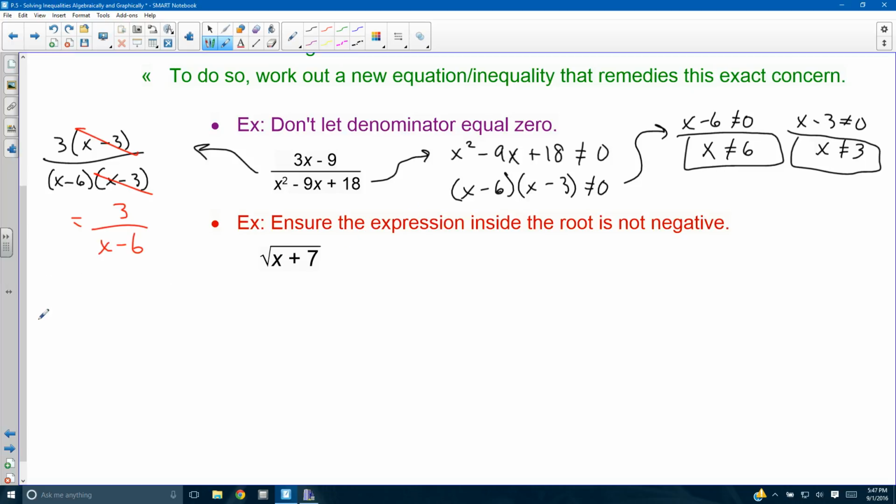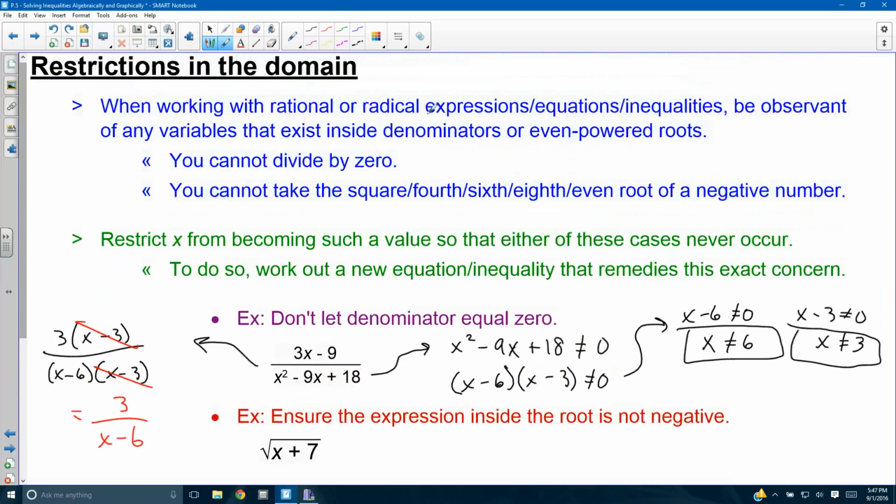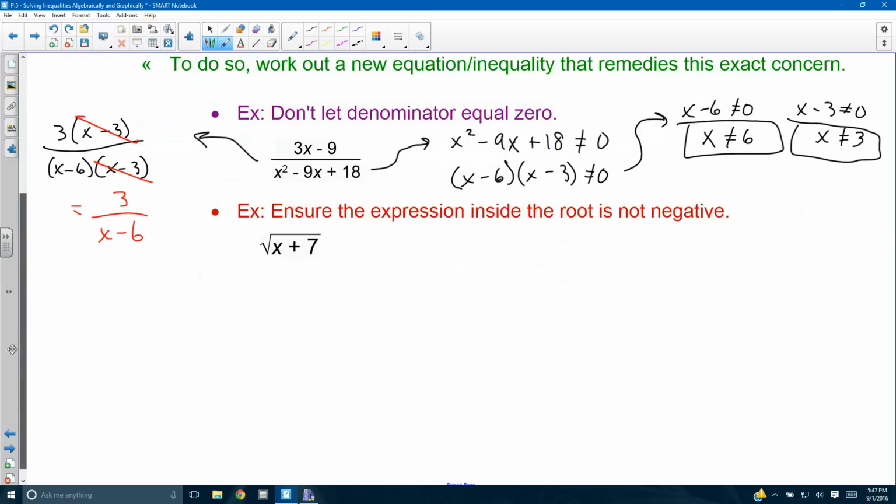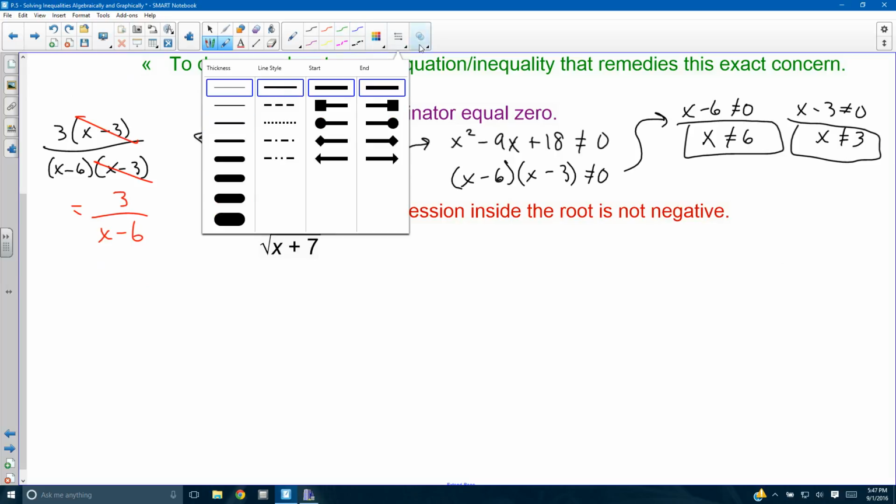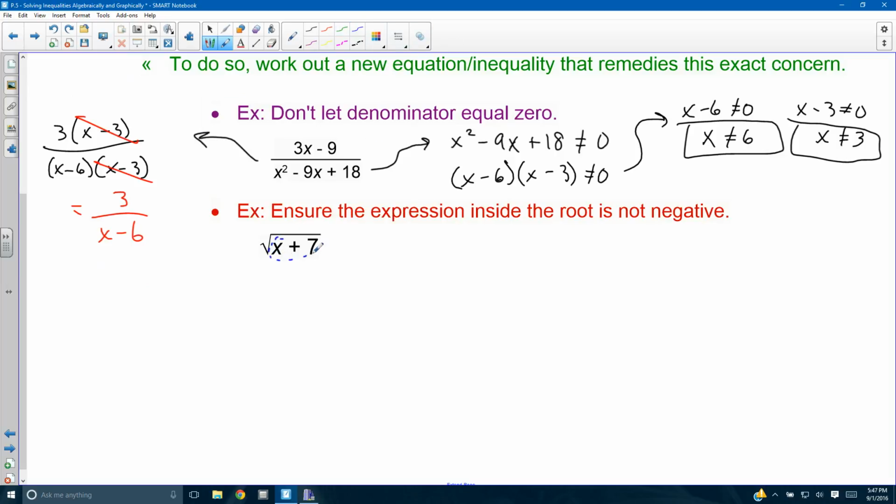Okay, this one: if you have any sort of square root, 4th root, 6th root, 8th root, any sort of even root, you cannot take that even root of a negative number. So what we have to do is look at this inside value here, and we have to say this inside value cannot be negative. Now, I'll just say this must be 0 or greater than or equal to.